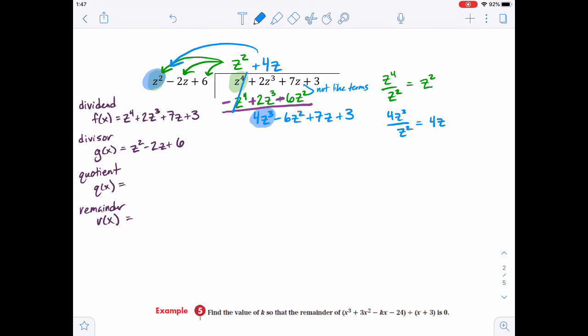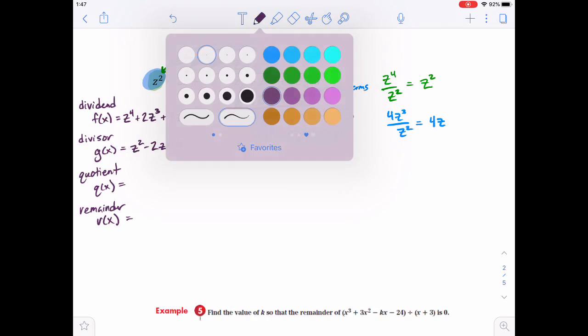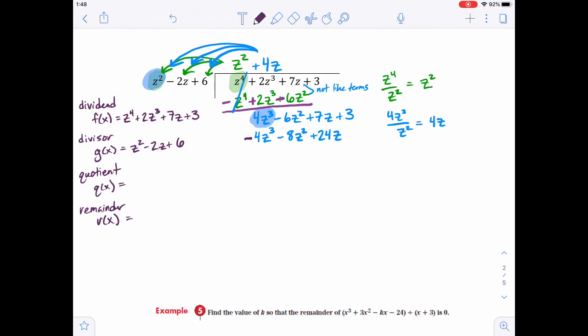Multiply times every term on the outside. Doesn't matter how many there are, you're going to do all of them. 4z times z squared, 4z cubed. 4z times negative 2z, negative 8z squared. 4z times 6, plus 24z. Change the signs. Why are we changing the signs? Because we are subtracting.